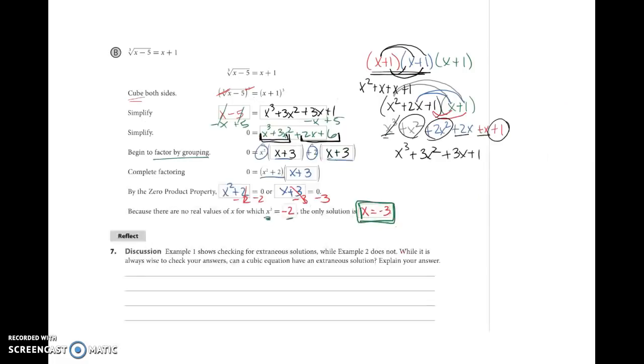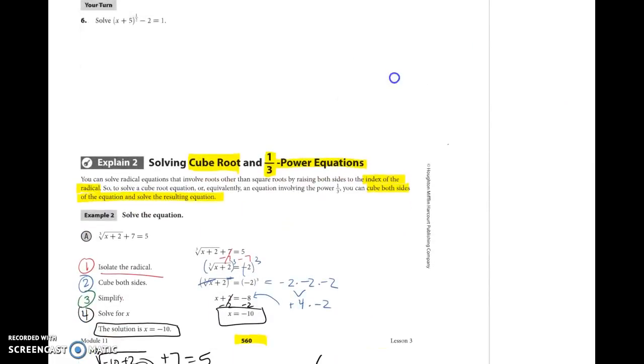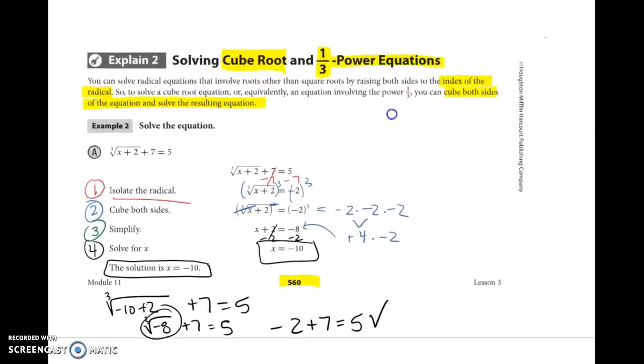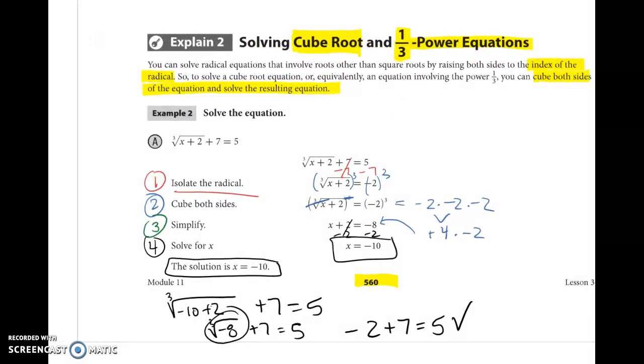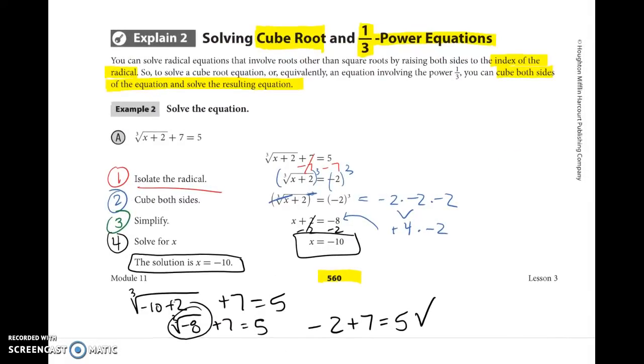I'm going to go back a page to here. So in order to solve cube roots, remember that you want to still isolate the radical like we do with square roots, cube both sides, or if this was the 4th root, remember, raise both sides to the 4th power. If it was the 5th root, raise both sides to the 5th power. You want to simplify, and then you want to solve for x.